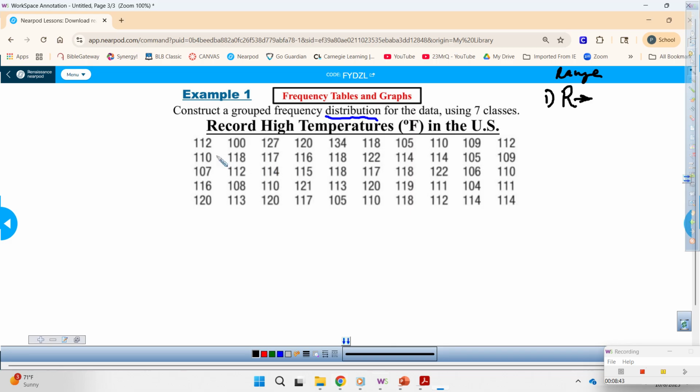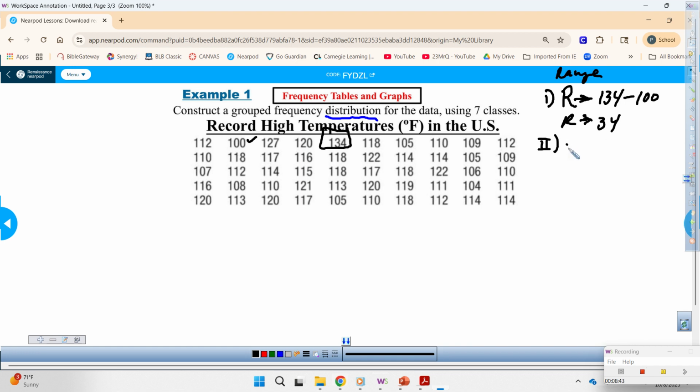So let's look at the data that we have. What is the greatest data that we have? Let's see, 134, where is that at? Right here. All right, so 134 minus the smallest data. I heard 100. Let's double check. Is there anything below 100? All right, minus 100. So our range is 34. That's step one.